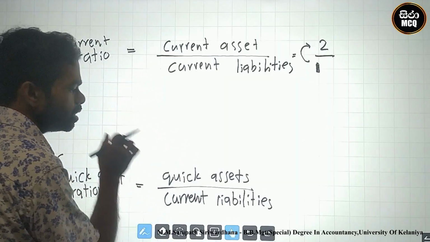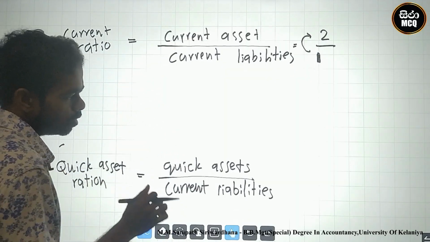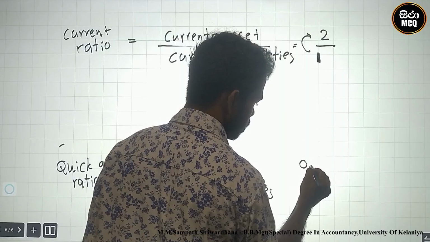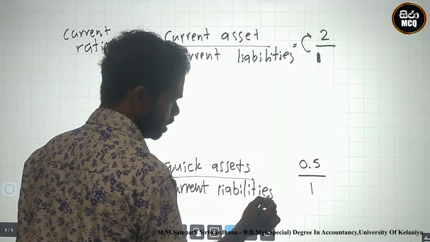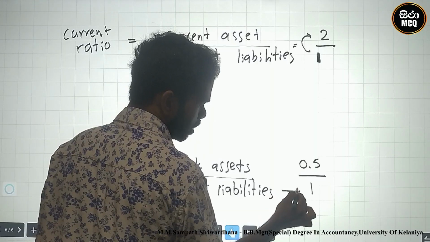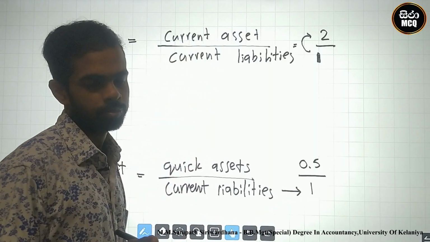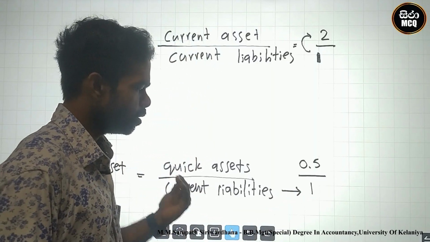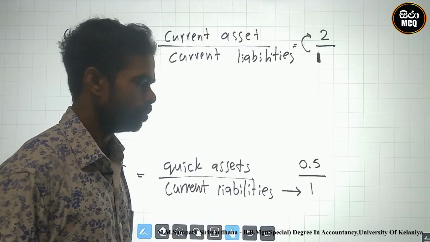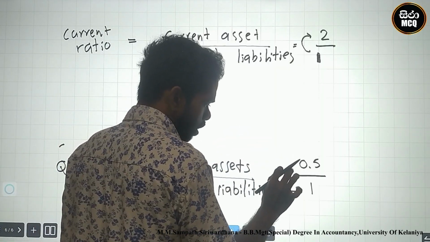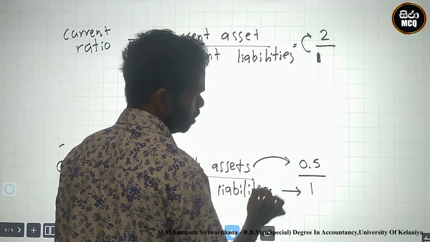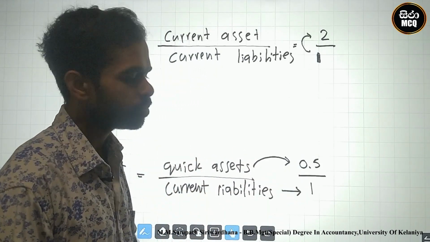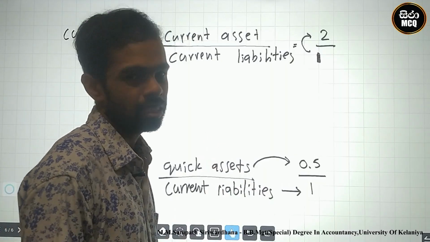Okay, there is the quick asset ratio. Look here, the quick asset ratio is 0.5. What is the meaning? We have to pay current liabilities of 1 rupee daily. To pay the current liability of 1 rupee, we have quick assets of only 0.5. This is not enough in quick assets.